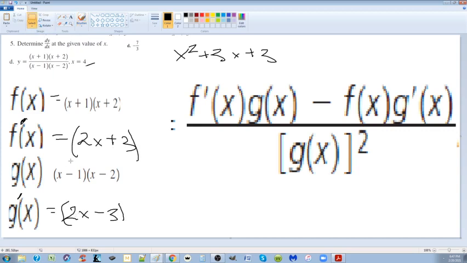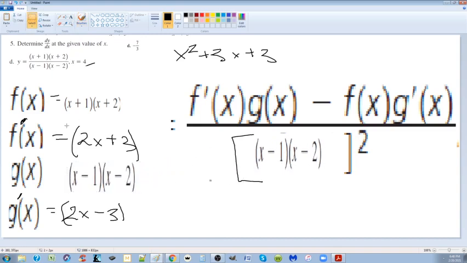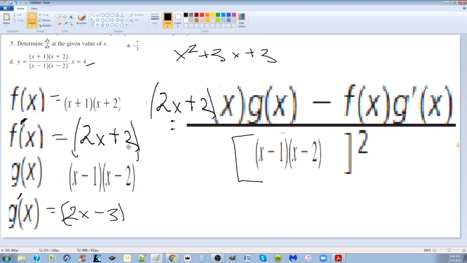So everywhere I see my g of x, I'm going to put it like that. And because it has its own nice brackets already, I'm not too worried about it. However, I have to remember that I'm going to multiply them together before I square them. Then I can see that I forgot to leave a copy here, so I'll bring it back. And then I'm going to take my f prime here, and I'm going to multiply it by my g of x.